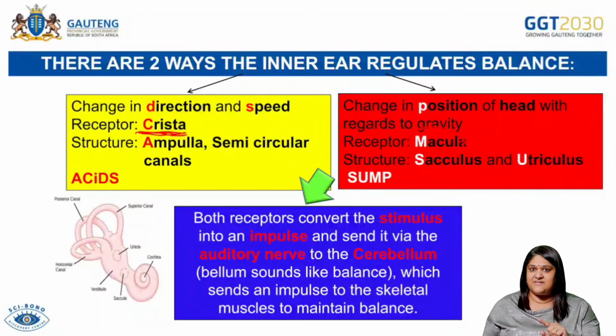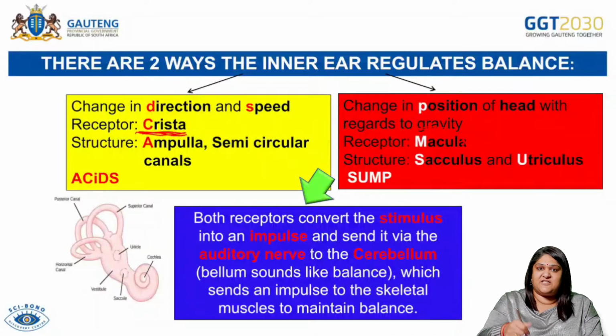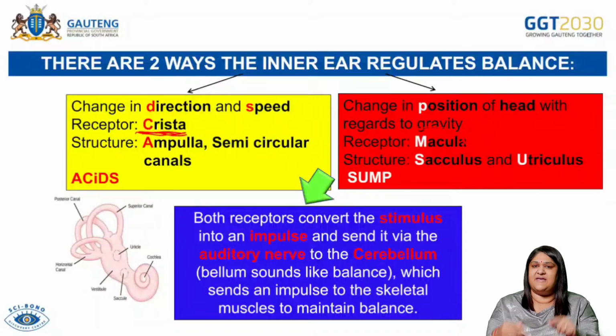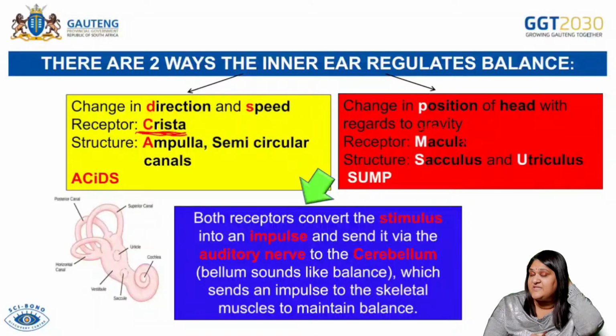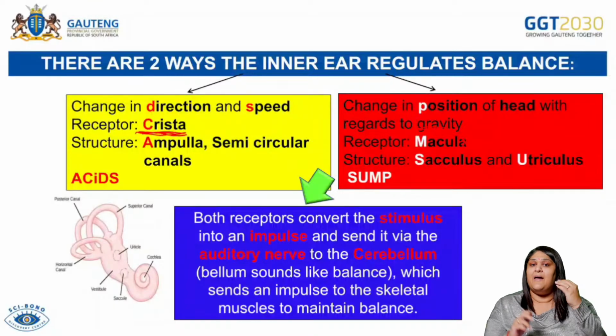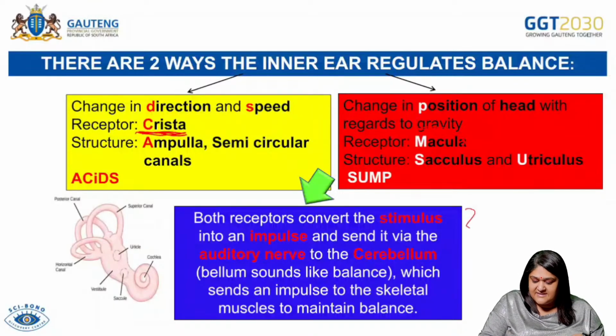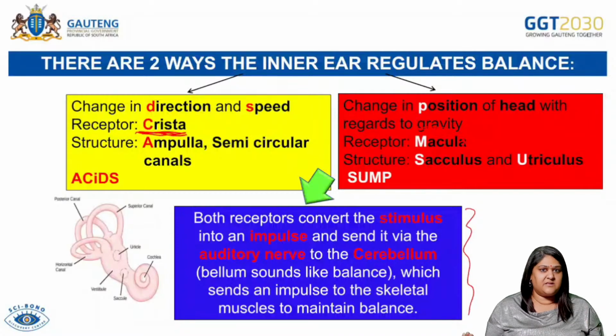But the problem comes in when the examiner gives you a specific situation. They tell you somebody's running a race or they're doing something, and then you're going to need to ask yourself, is this direction and speed, or is this position of the head? And that's where it's going to make a difference on which receptor you mention. Okay, but the good news is that this part is the same. Whether you're talking about the macula or the crista, this part is the same.